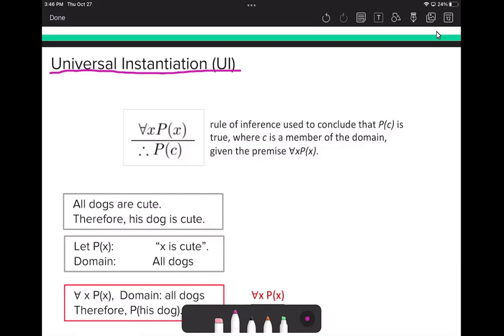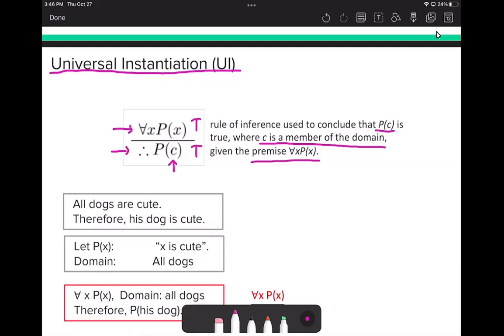So we have this form: for all x, p of x, therefore p of c. So this is the rule of inference to conclude that p of c is true where c is a member of the domain, given that the premise for all x, p of x is true. So in other words, if this premise is true, that means that for any member c of the domain, p of c is true.